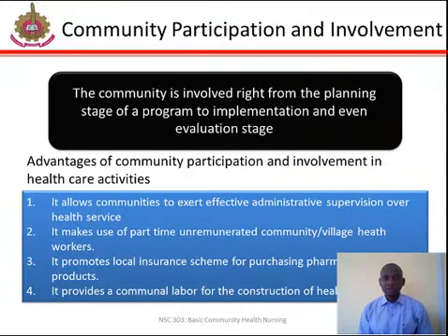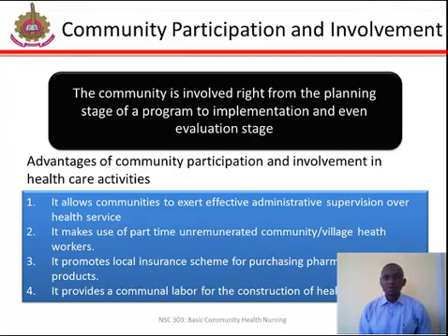Community participation and involvement. This is one of the strategies of primary health care. The community is involved right from the planning stage of a program to implementation and even the evaluation stage. Thus, the decision-making process revolves around the community.